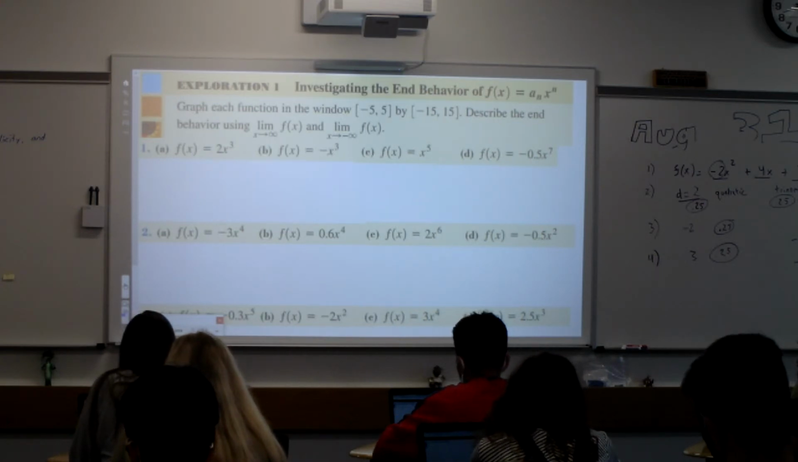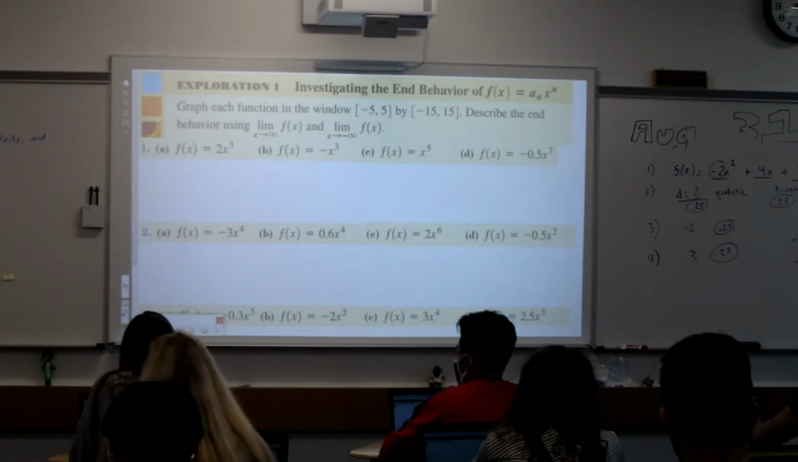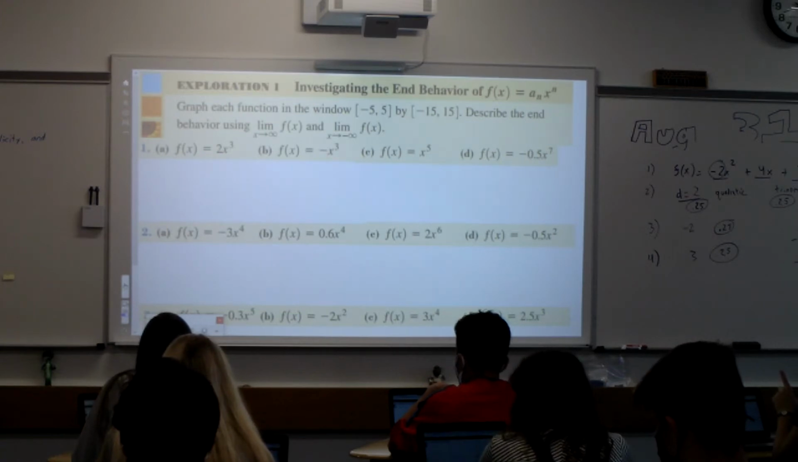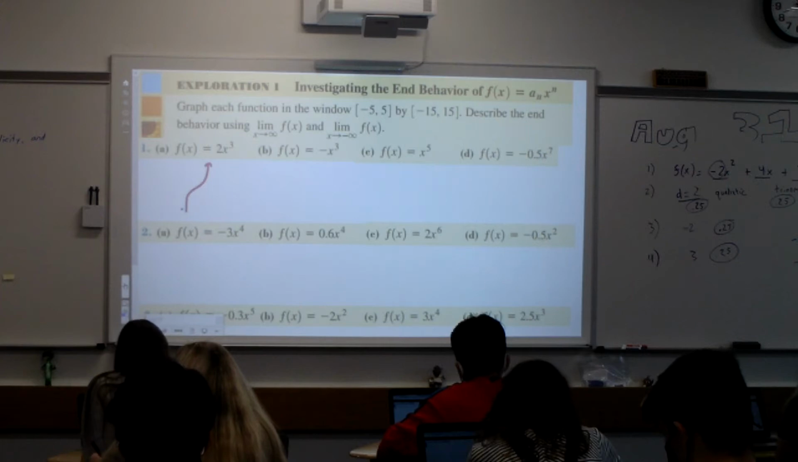And once you do that, put your hands in the air. What does it look like? Show me what 2x cubed looks like. And it should be just a basic S-curve. So you're just going to graph like that.